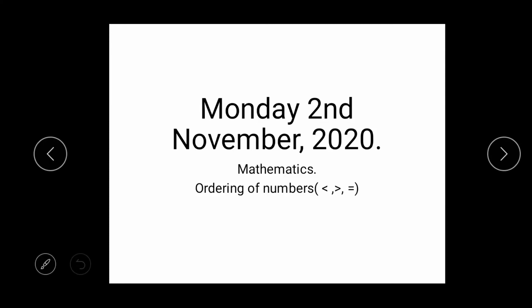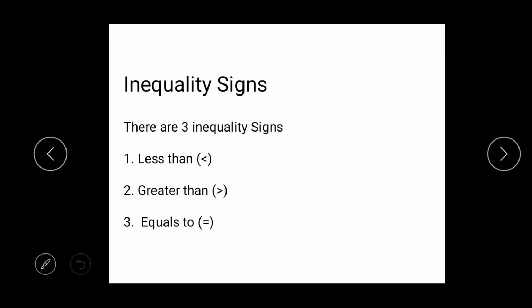Morning. Today we'll be learning about ordering of numbers in our mathematics. When we talk about ordering of numbers, we'll be introducing you to some symbols, and we call them inequality signs or symbols. Basically, we have three inequality signs.